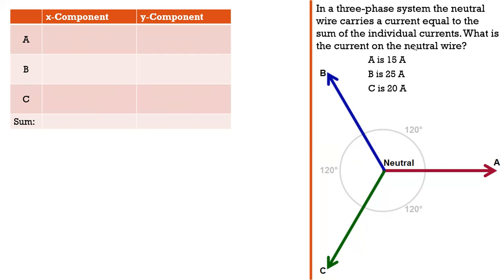Now I'm going to let Andy deal with all the nerdy electrical stuff because I really don't have a whole lot of background in this part. But what we're going to figure out is, in a three-phase system, the neutral wire carries a current equal to the sum of the individual currents. So we're going to figure out what is the current on the neutral wire.